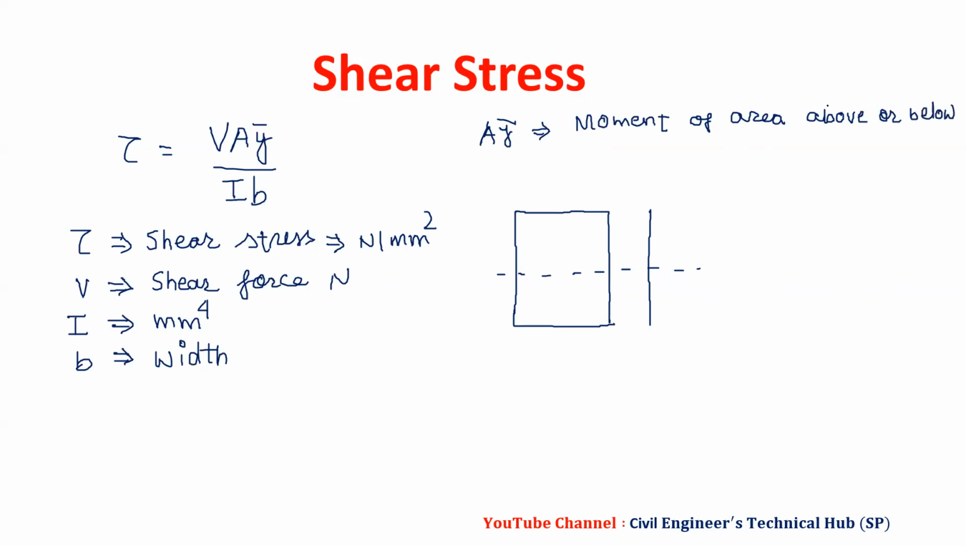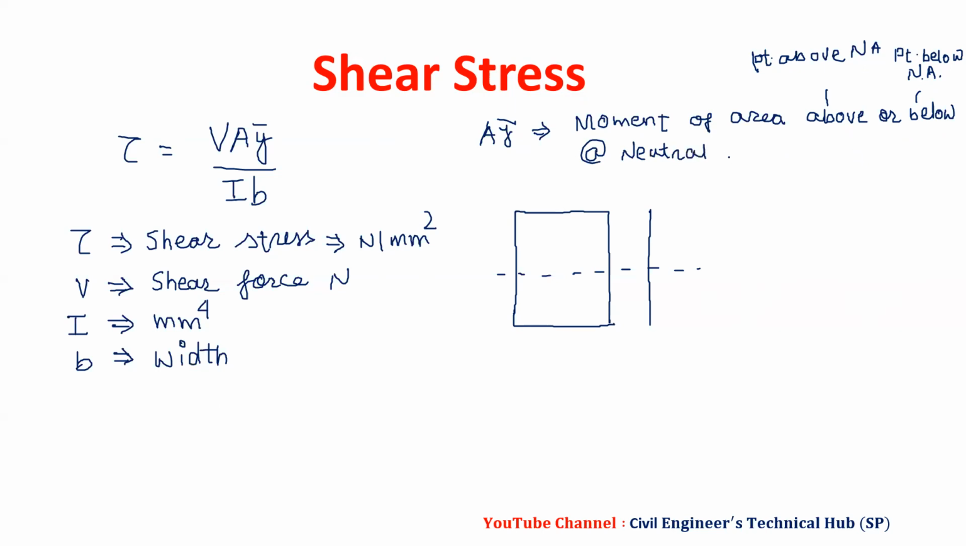Means if the point is above the neutral axis, then we have to take the area above it. If the point is below the neutral axis, then consider the area below it.